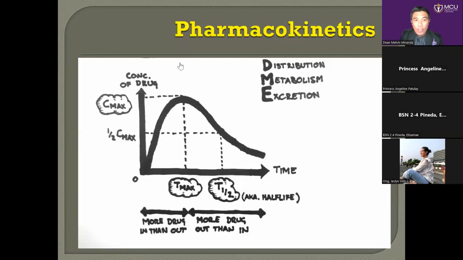That's why if you will notice, bumababa na ngayon yung concentration of drug. Once the drug reaches this maximum time at yung maximum concentration, ang tawag ngayon dyan, yung half, ay half-life. Example, when the drug is intended to be given 8 hours. So, for example, the drug has been given 8 o'clock, the next dose 4 o'clock.